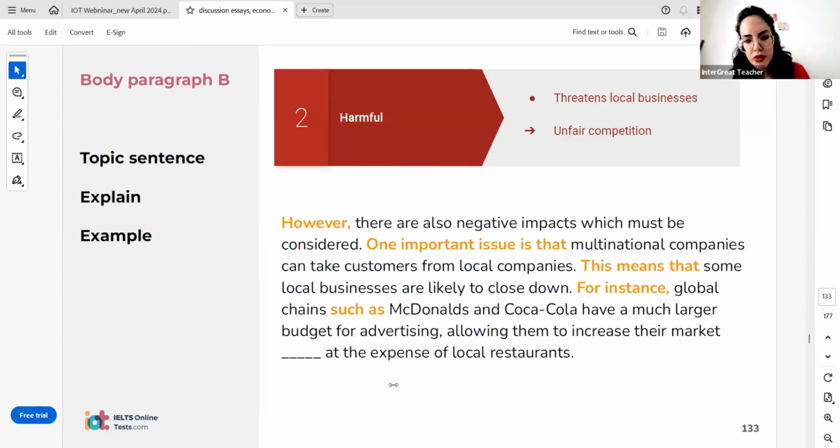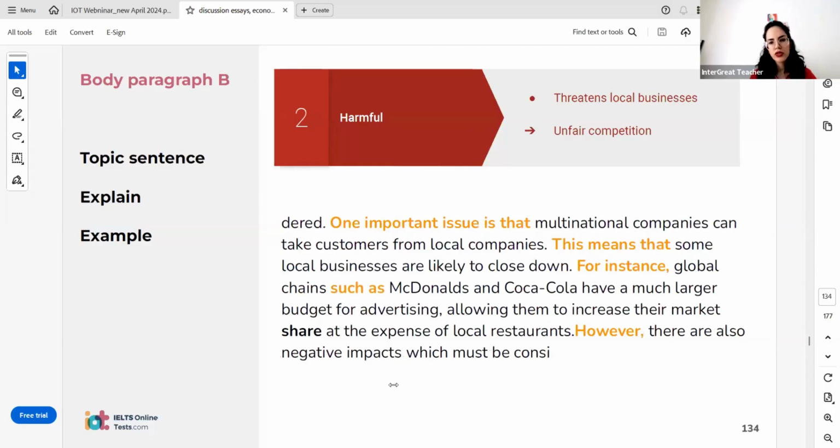Okay, what is the result? Allowing them to increase their market what at the expense of local restaurants? Local audience? No, not local audience. We're talking about money and things related to that. Their market share at the expense of local restaurants. Exactly.